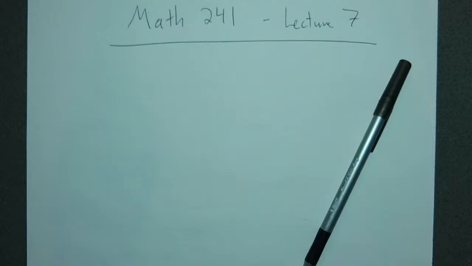Anyway, I wanted to do one example, as I promised from last time, of finding the line of intersection for two planes. And then after that, I'll write out the formula for computing the distance from a point to a plane, and then we will move on to chapter 12.